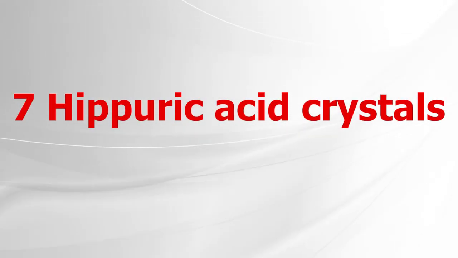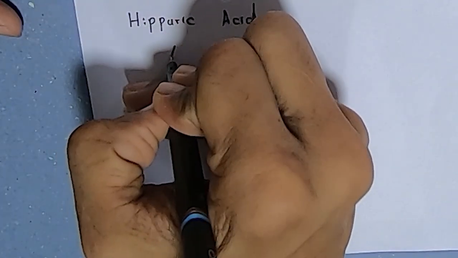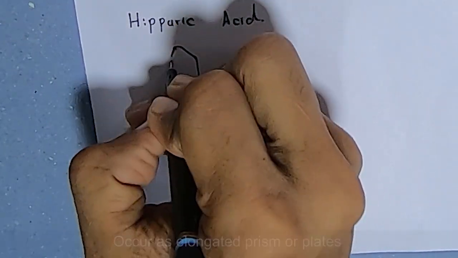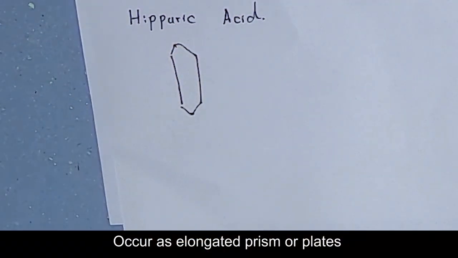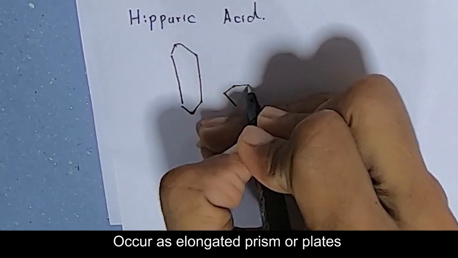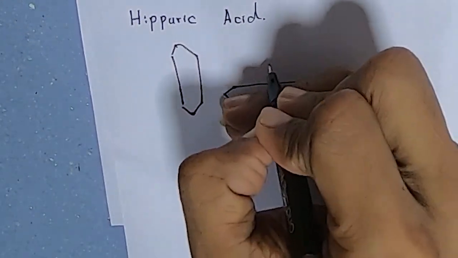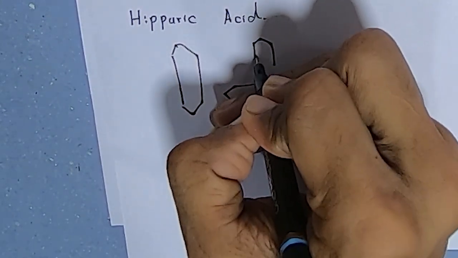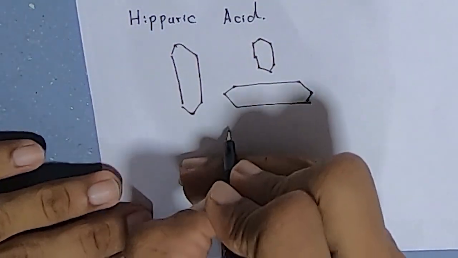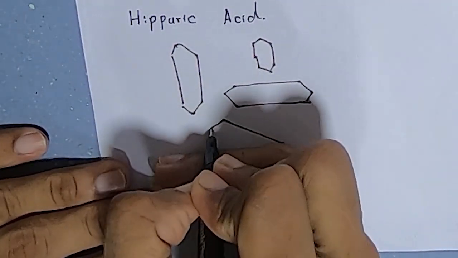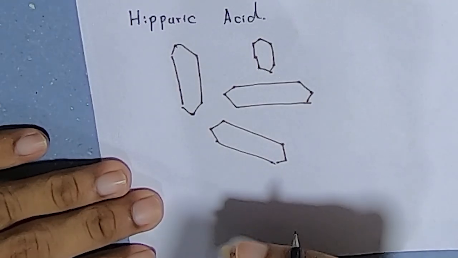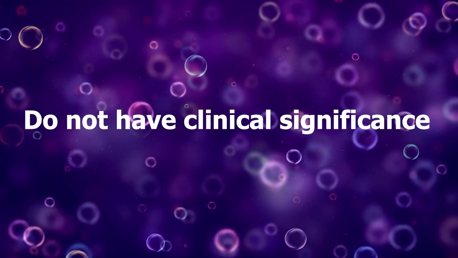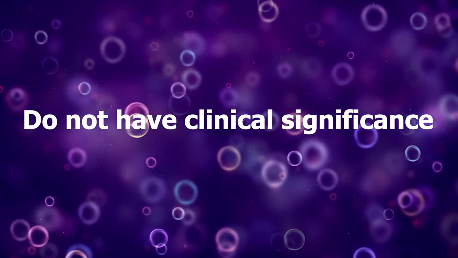Hippuric acid crystals. They occur as elongated prisms or plates, and usually the color is yellow, brown, or maybe colorless. These are rarely seen in urine and not clinically important.